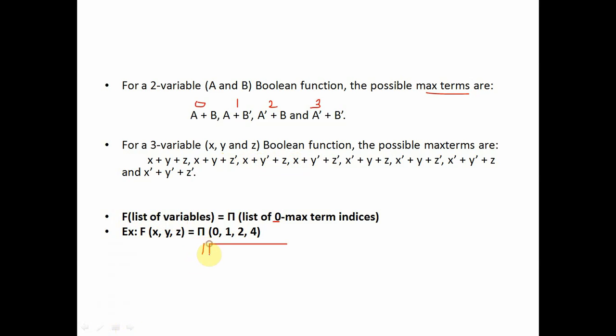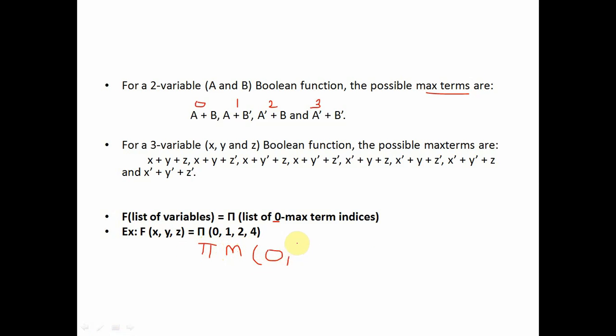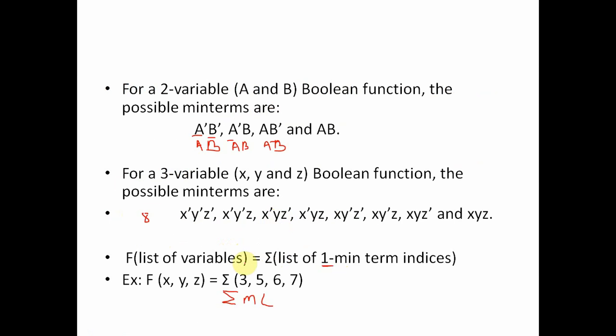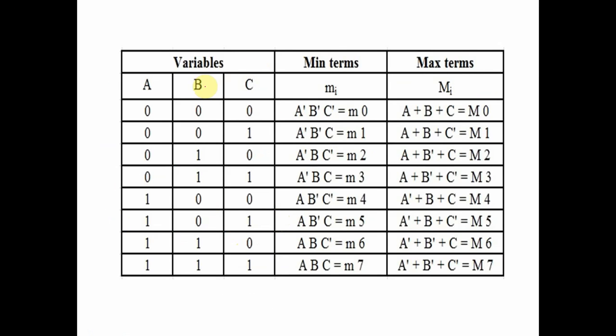Max term is denoted by which letter? Pi M. The M is a capital M, and after that I write the variables 1, 2, 3, 4 and so on. See here, in min term it is denoted as 1 and in max term it is denoted as 0. This is the most important table used for two variables, three variables, min terms.